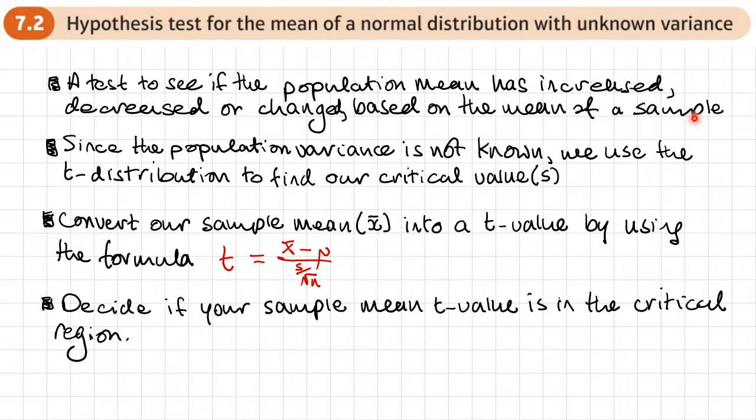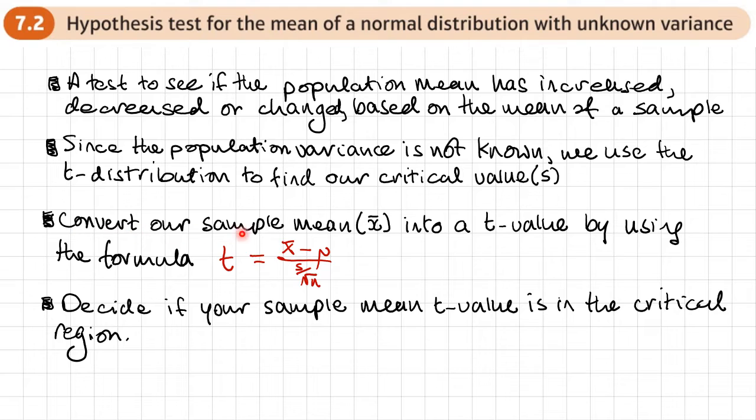Now in normal maths you'll do hypothesis testing on the mean, which is the same type of hypothesis testing, but you'll know the population variance, so you can just use that method in normal maths. However, since the population variance is not known, we use the t distribution to find our critical value or values if it's a two-tailed test.